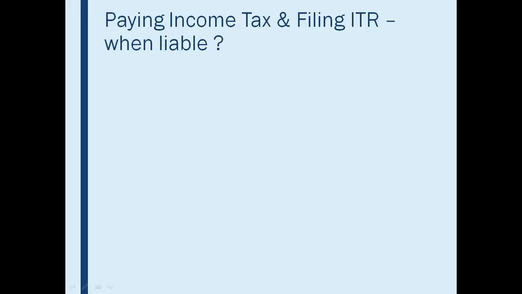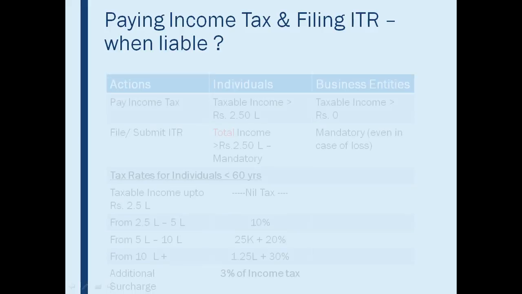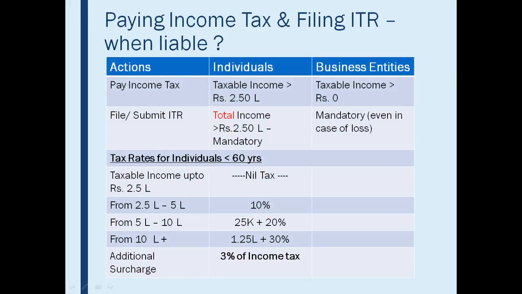Okay, let's look at when paying of income tax and filing income tax return. When are you liable? So, speaking from the purview of individuals only, you have to pay the income tax only when your taxable income exceeds rupees 2.5 lakhs. That's the very basic exemption limit. As you know, basic exemption limit means up to 2.5 lakh rupees income, you are not liable to pay any income tax. So you can relax.